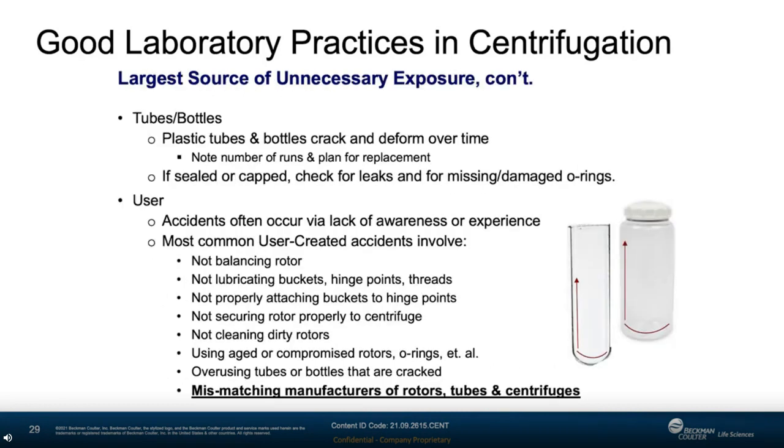Tube leaks and rotor accidents often occur because attention has not been given to the condition of tubes and rotors. Check tubes for cracks and for proper seals if they are sealed. Tube and bottle cracks, especially if they are reused, often start at the bottom and either run around the circumference at the bottom or up the sides as shown in this slide.